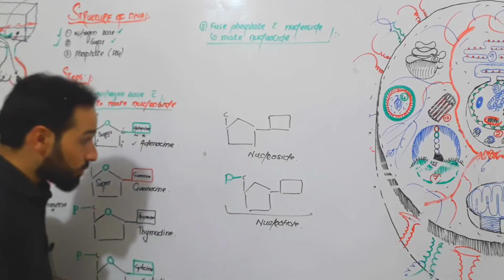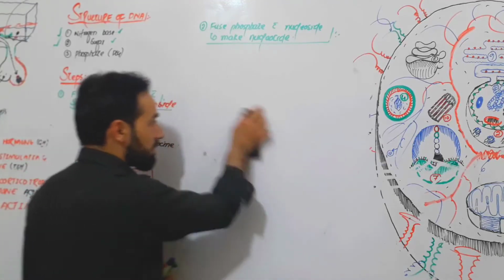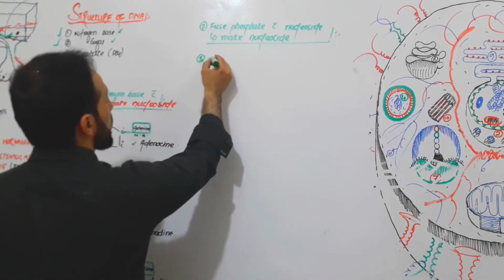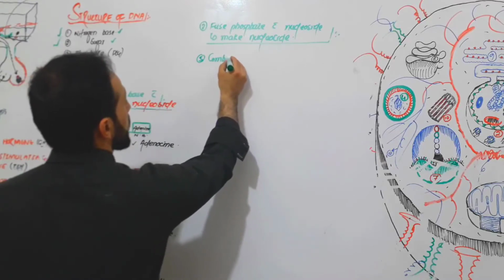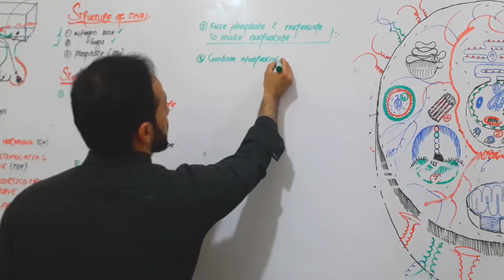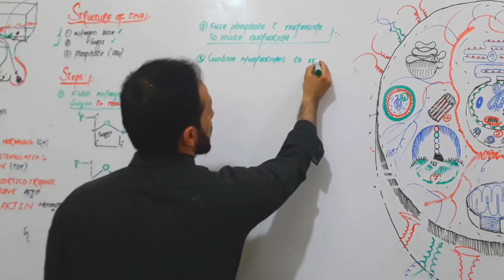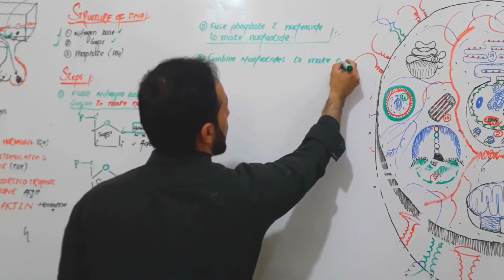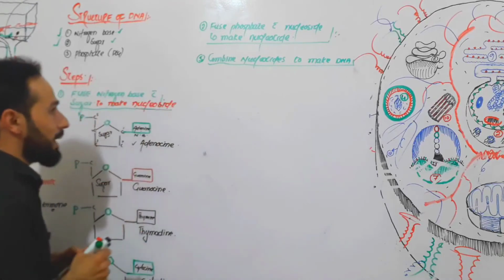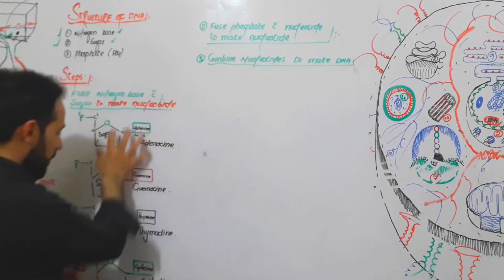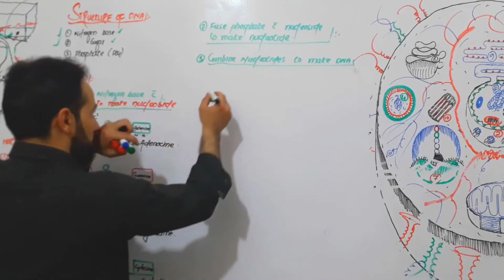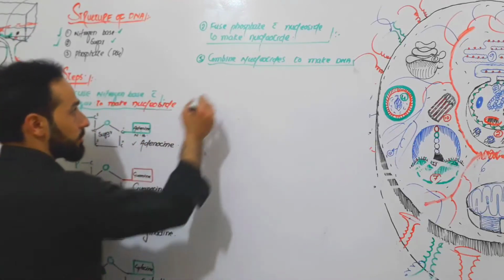Now what do? We make the DNA. The last step, we combine. Okay, the third step, combine nucleotides to make what? To make DNA. This is the last step. Now if you want to make the DNA, you should combine all these nucleotides. It's so simple. Look here, friends. I'll draw simple structures, right?